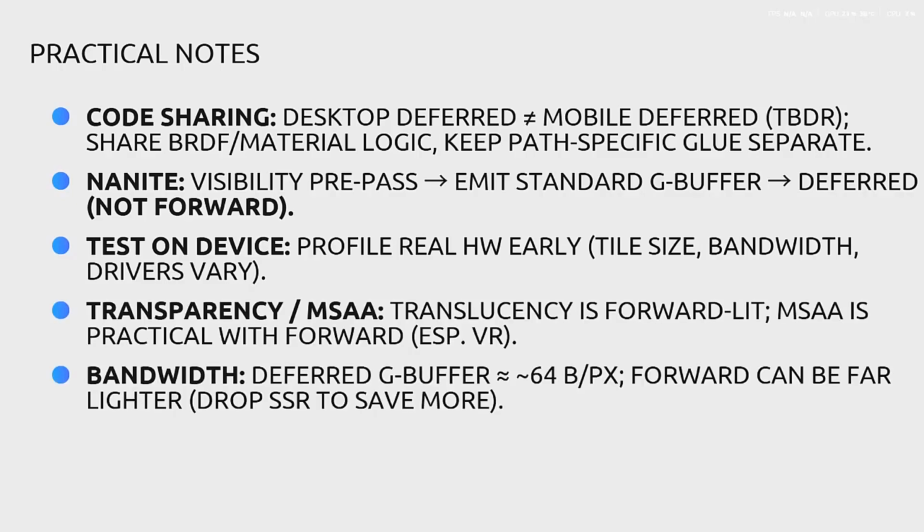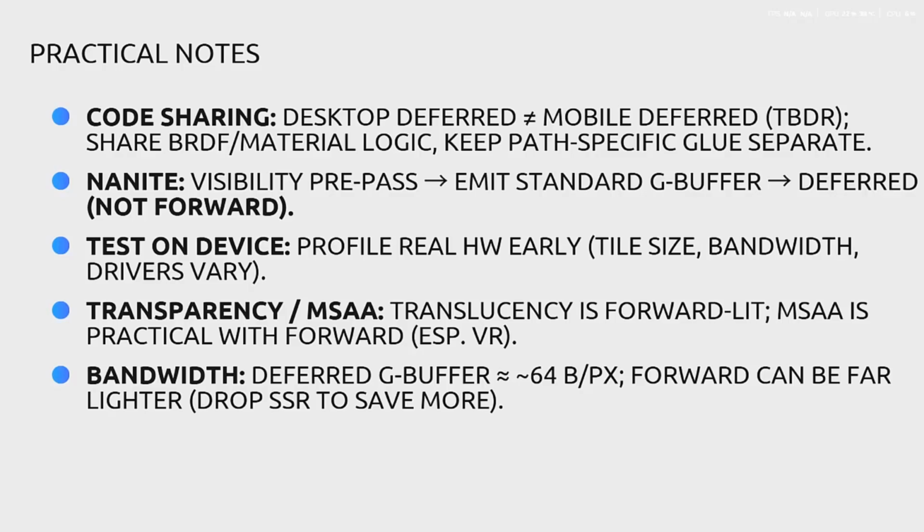For the bandwidth and memory in deferred rendering, there is a lot of data stored per pixel, usually more than 64 bytes per pixel, so the G-buffer becomes very large. In forward rendering, there is no such problem because lighting is calculated directly per object and no large G-buffers are required. So that's why forward rendering is lighter on memory and bandwidth.